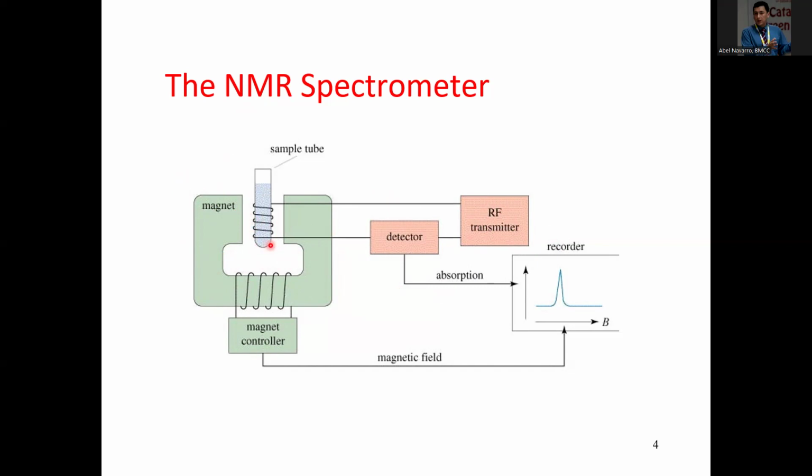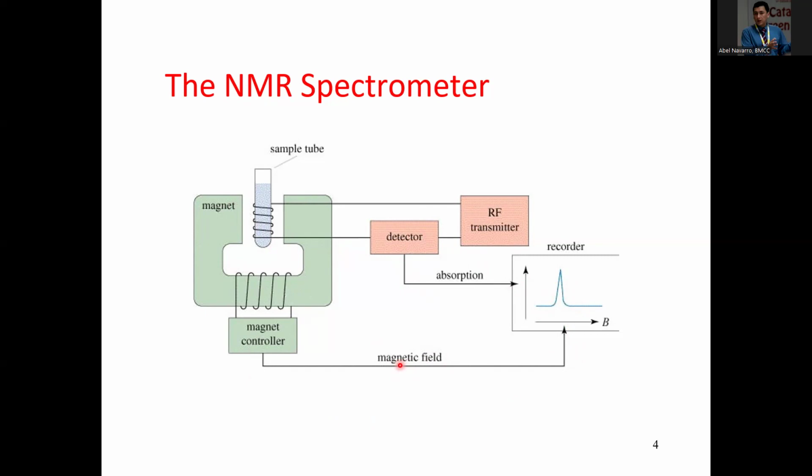Once that excited state relaxes back down to the ground state, it will emit a signal. That signal will be translated by the detector as a peak. The recorder will give you a peak. So this magnetic field is very important, because the stronger the magnet, the better resolution you are going to get for your results.